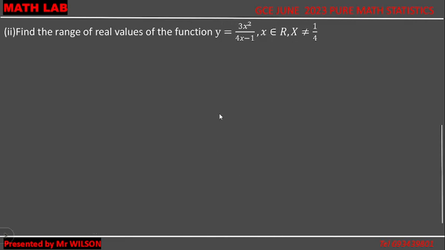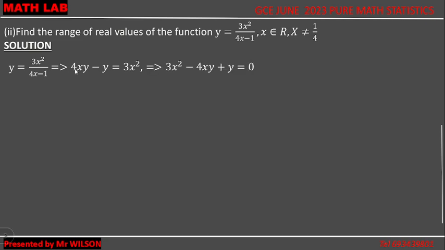So we are asked to find the range of real values of the function y equals 3x squared over 4x minus 1. Okay, we are going to find the range of real values of y equals 3x squared all over 4x minus 1. With that, we first of all start by multiplying all through by y. So we cross multiply, because multiplying makes this equation resemble a quadratic. So you're going to get 3x squared minus 4xy plus y equals 0.